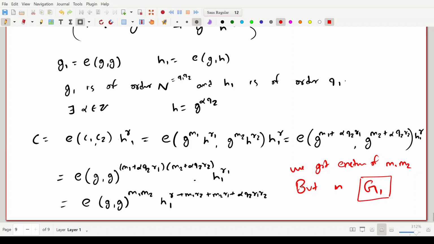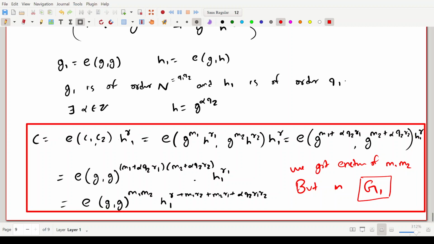I'll put a box and tell you that this is again a fail, because of course I am getting the encryption of m1 and m2, but the thing is that it is in G1. I wanted it in G. This is of the form e of g comma g raised to m1 m2. The main goal was to tell you this, because the fully homomorphic encryption scheme which was given in 2009 was related to this idea. So that was the main aim.